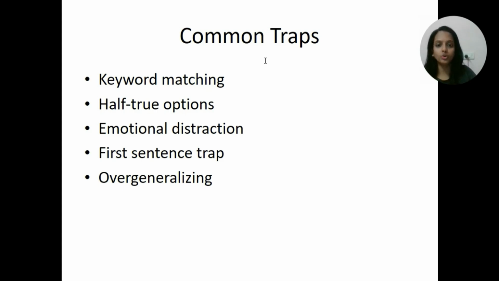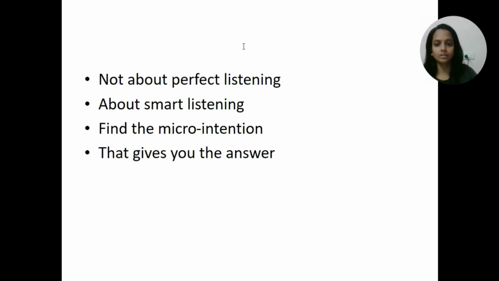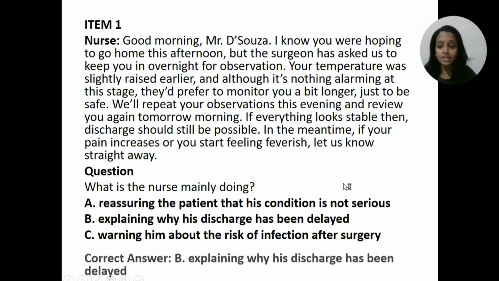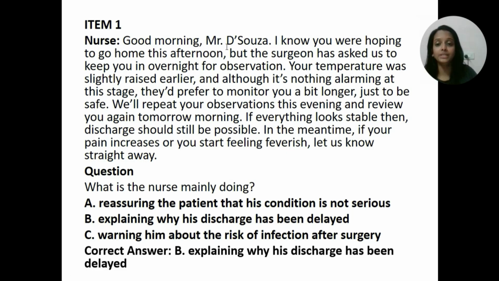So, now let's move on to an example. So here is the example. You can just pause the video and try to go through by yourself. And this is the question, what is the nurse mainly doing? Okay. You have options here: reassuring the patient that his condition is not serious, explaining why his discharge has been delayed, warning him about the risk of infection after surgery. Now let me reveal the right answer for this: explaining why his discharge has been delayed.